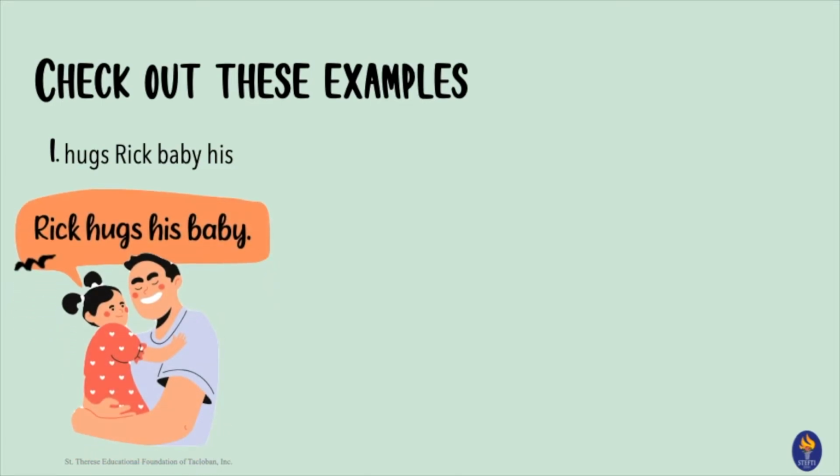Let's try these out. Hugs, Rick, baby, his. Is this group of words arranged correctly? No, it isn't. In order for this group of words to properly express a complete idea, the words should be arranged as Rick hugs his baby. This is now a sentence because it conveys a complete idea.